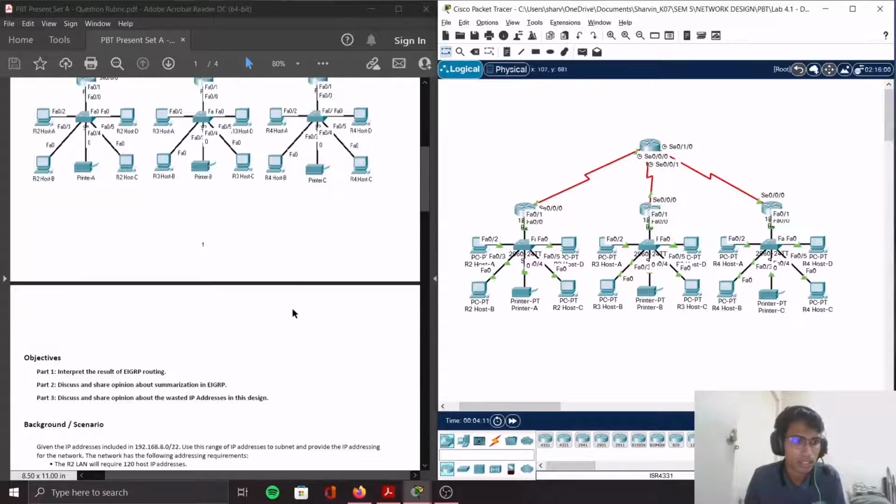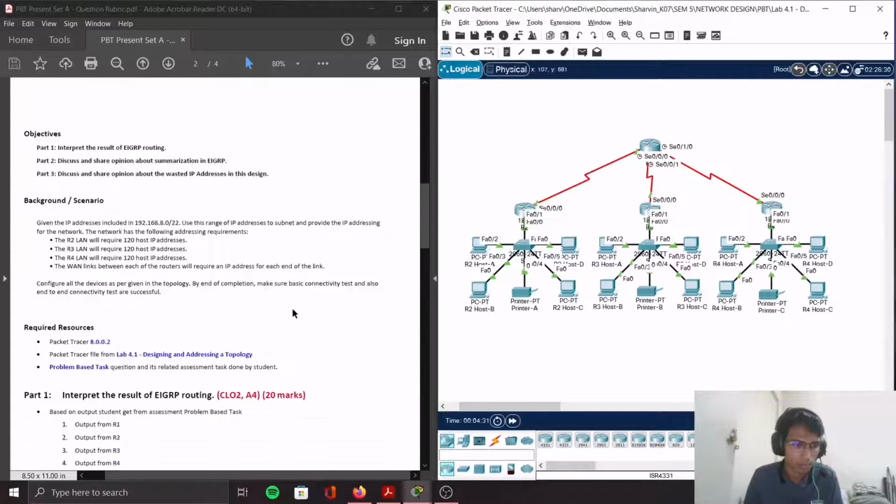We have three parts in the PBT presentation. The first part is to interpret the result of EIGRP routing. Part 2 will be to discuss and share opinion about summarization in EIGRP. The third part will be to discuss and share opinion about wasted IP addresses in the design. Let's begin with part 1.